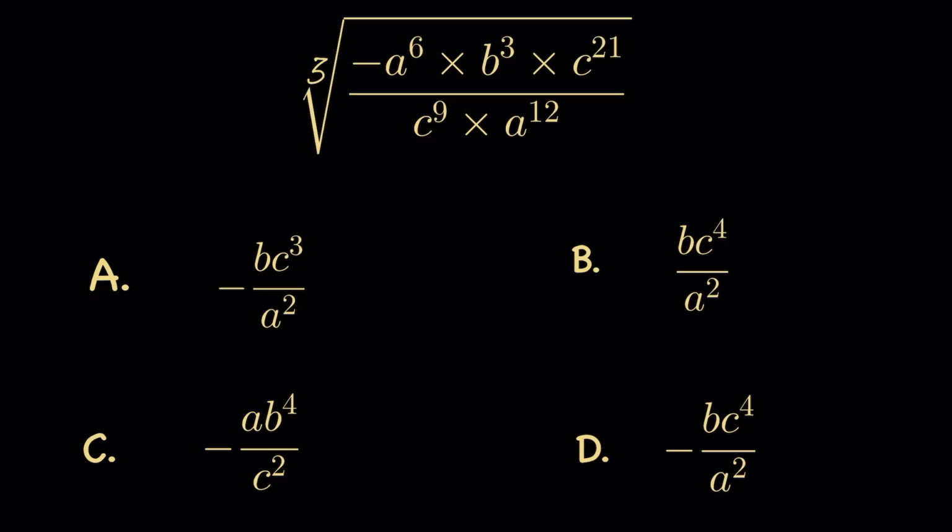Options are: minus b times c to the power 3 upon a square. Second option is b times c to the power 4 upon a square. Third option is minus a times b to the power 4 upon c square. And fourth option is minus b times c to the power 4 upon a square.